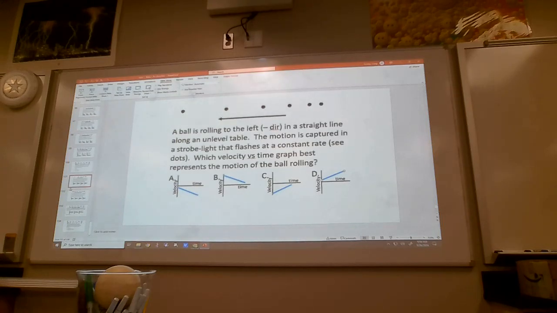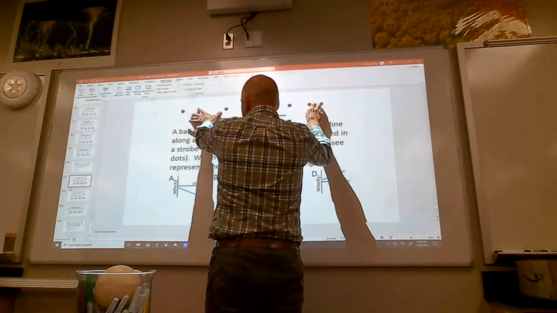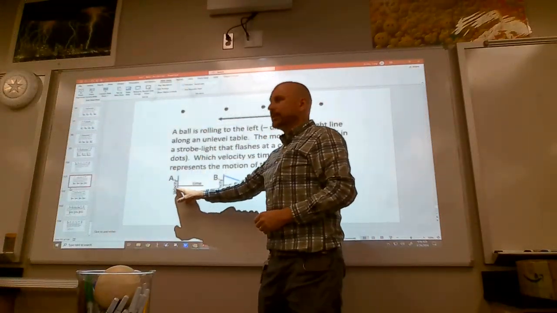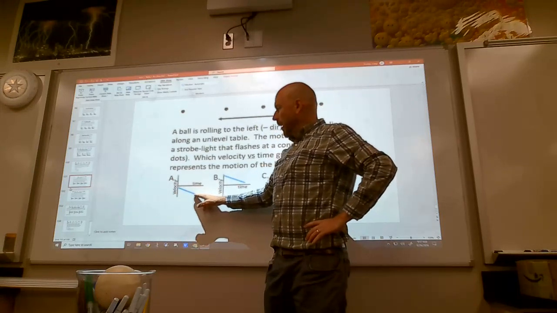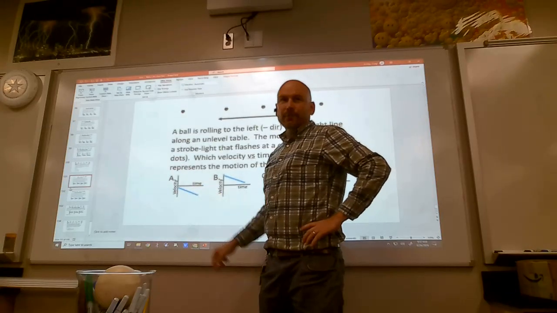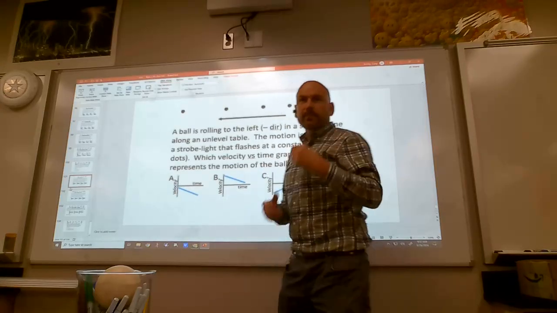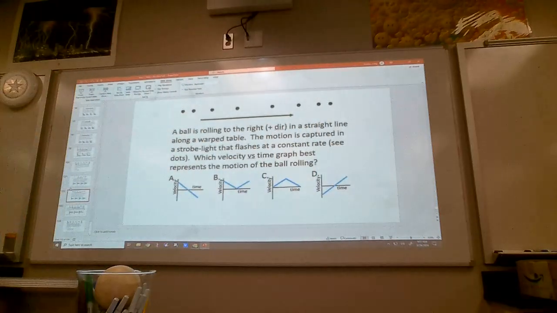Correct answer is A. You're starting slow and you're speeding up in the negative direction. You start close to the x-axis, and you go away from the x-axis in the negative direction. Good? Next question.